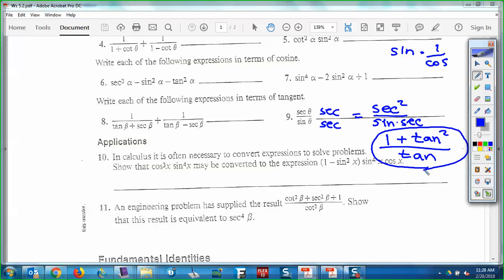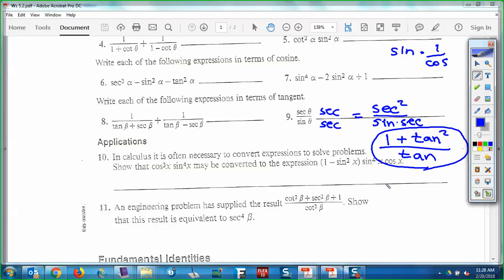That was kind of a free one, because we were trying to get secant squared, and while doing so, it ended up making the bottom a tangent. Again, sometimes it's a little bit of creativity. It's a little bit of guess and check. It's a little bit of, okay, this looks like one I've done before, hopefully. So the more of them you do, the things will start to come to you a little bit.